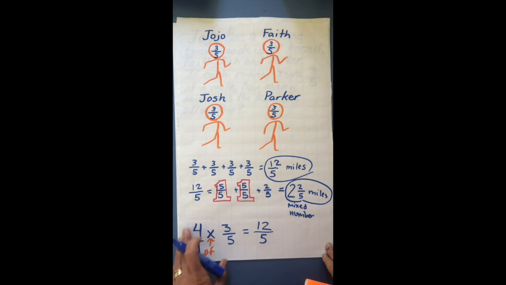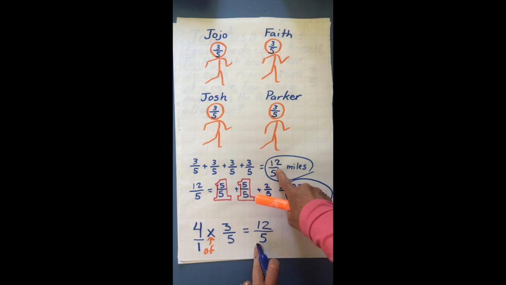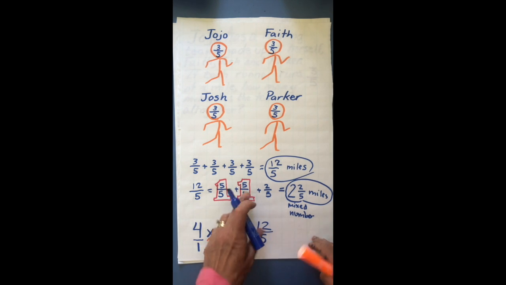So you could either multiply or you could use repeated addition. But no matter what, you are going to get an improper fraction and you're going to have to find the hidden holes.